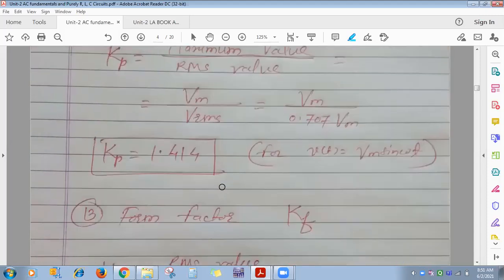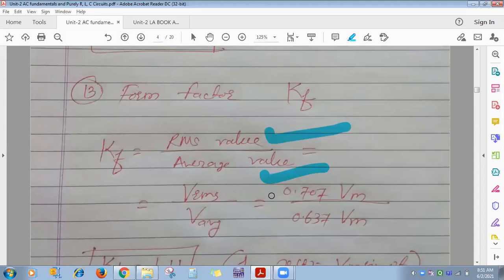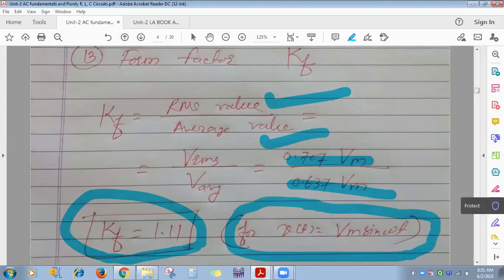Now we know the RMS value and the average value, so take the ratio of RMS to average value. The RMS value formula is 0.707 times the peak value, and the average value is 0.637 times the peak value. Take the ratio and you get the form factor, 1.11. For a purely sinusoidal AC voltage or current, whatever the peak value and omega, the form factor is always 1.11. It is the ratio of RMS to average.